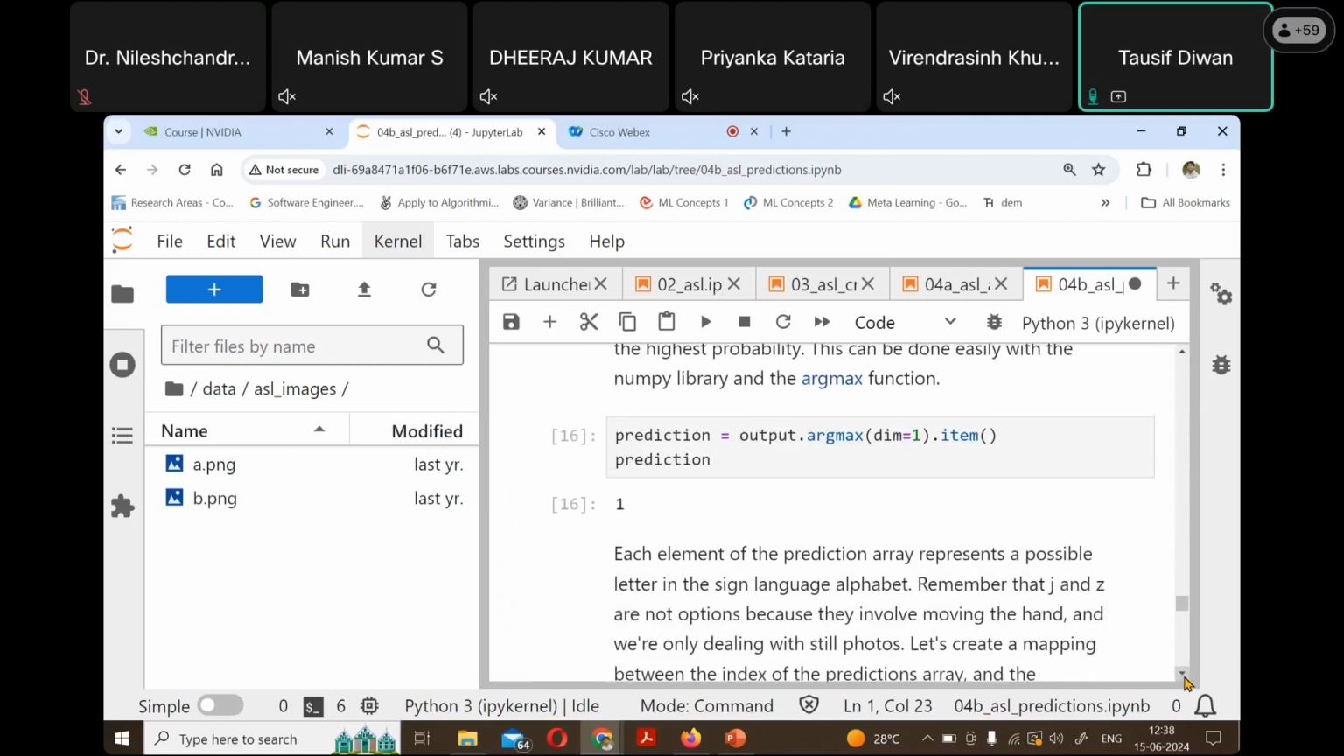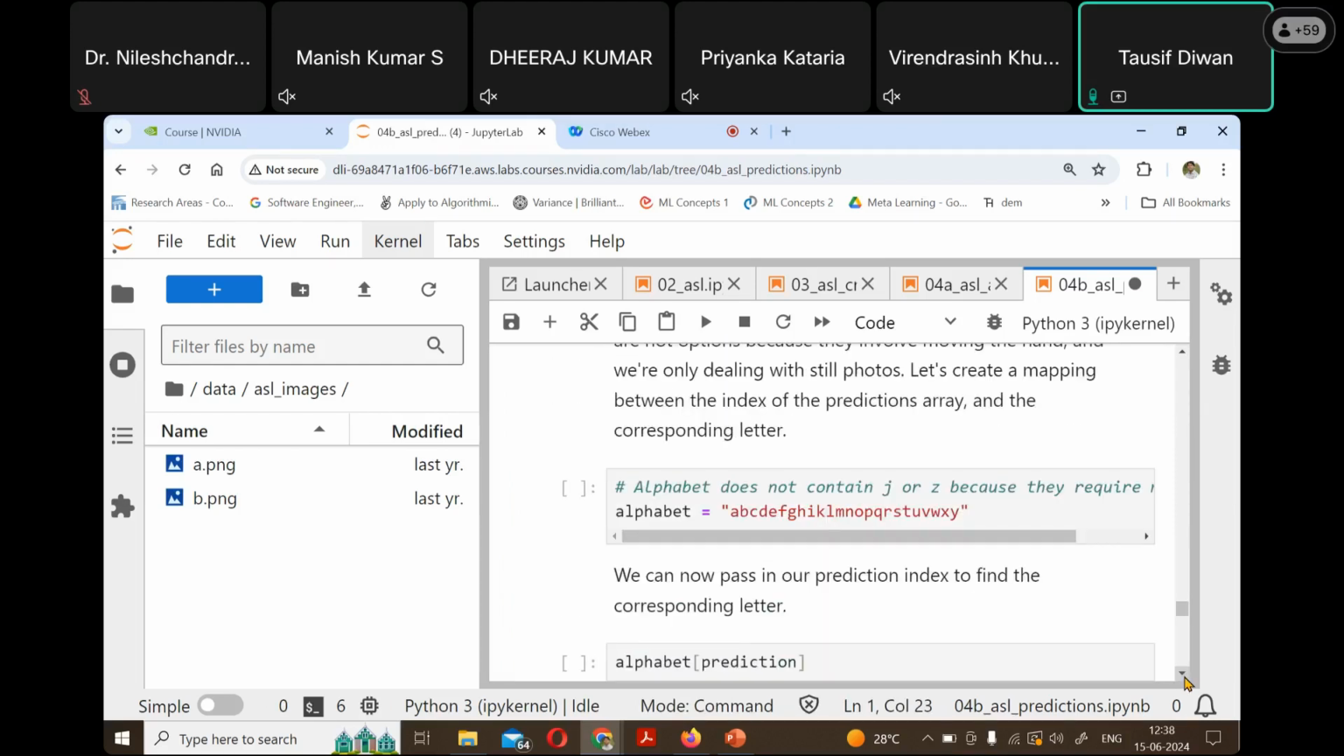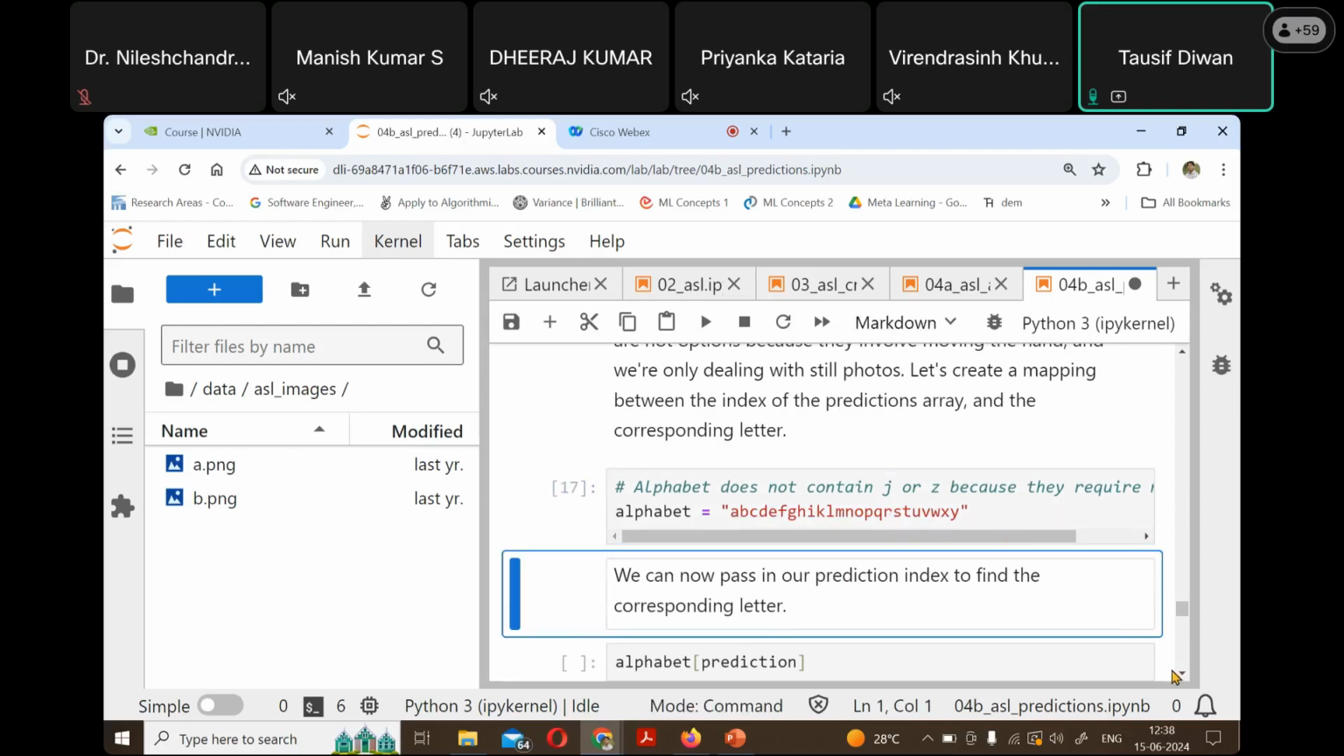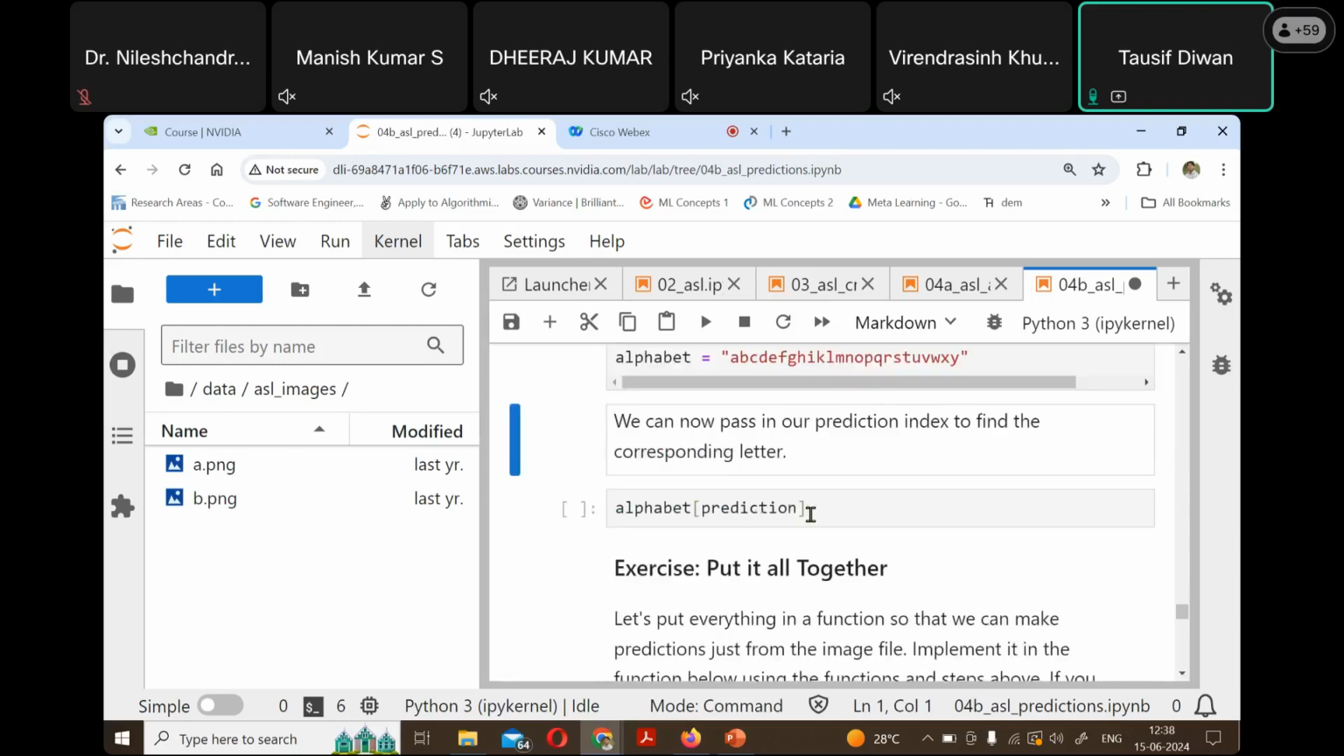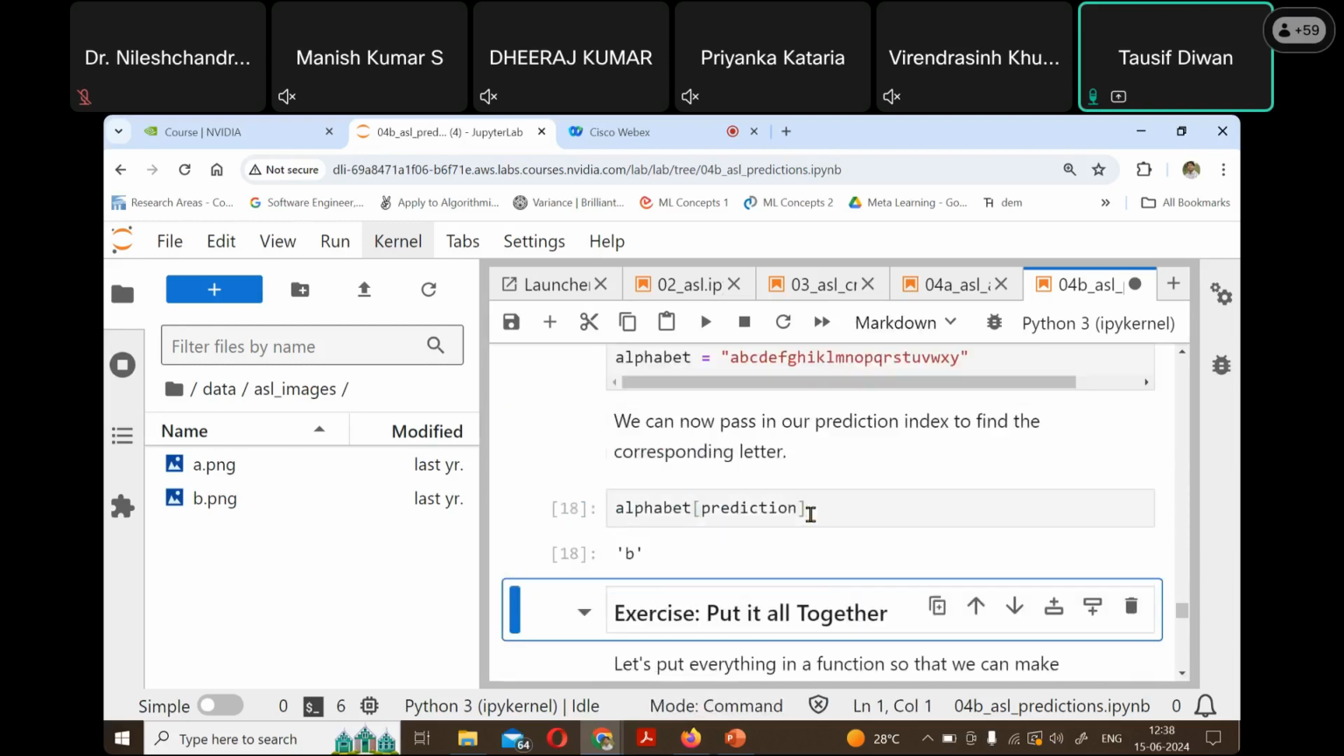But this is also not a meaningful prediction, because we need to predict whether it is A, B, C, D, E, F. In total, how many categories are there? 24 such categories. J and Z are not there. So we can make it more meaningful. The alphabet prediction is nothing but alphabet of 1, and alphabet of 1 is nothing but B. So B is printed out.